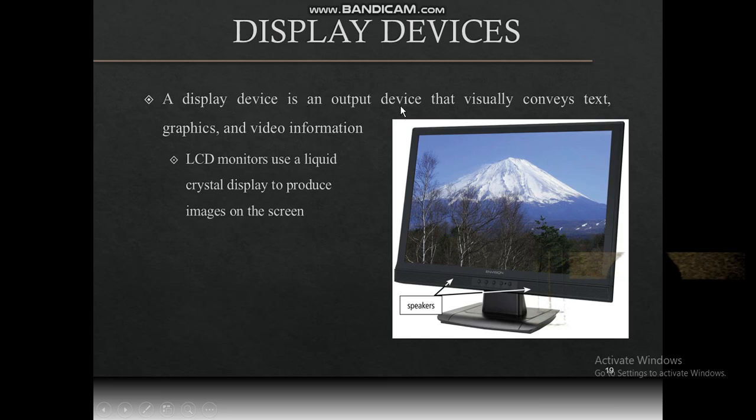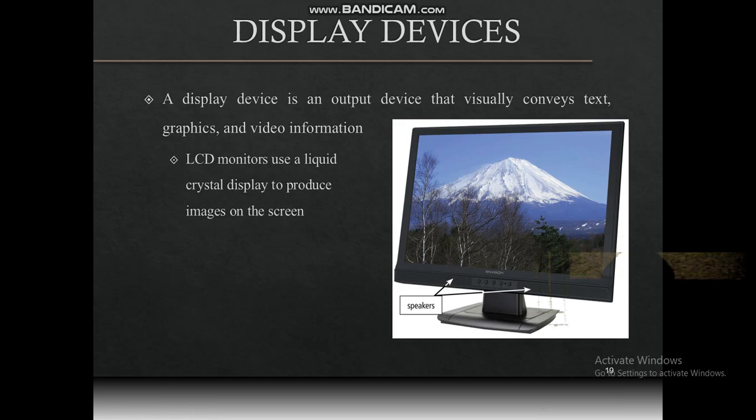We also have a display device. A display device is an output device that visually conveys text, graphic, and video information. With this monitor, we can see video. We can watch video stored in our system. We can see the graphic design that we are designing, if you are a graphic designer. Or the text, if you finish typing all the information, you can see all this kind of information.